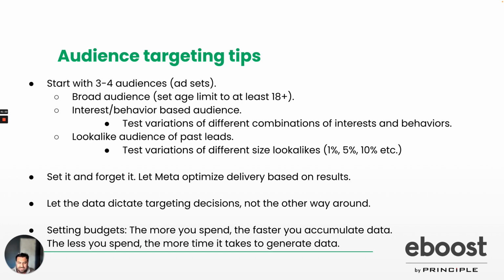Setting budgets. So essentially, the more you spend, the faster you accumulate data. The less you spend, the more time it takes to generate data. And data is key here. So I'm not saying don't spend your entire budget, but when factoring in your thought process for how much you're going to spend on a campaign, know that the first 2 weeks to a month, you're going to be spending money fairly inefficiently. But the primary goal of that is to gather as much data, for both you and also for Meta's delivery algorithm to get better and better over time.